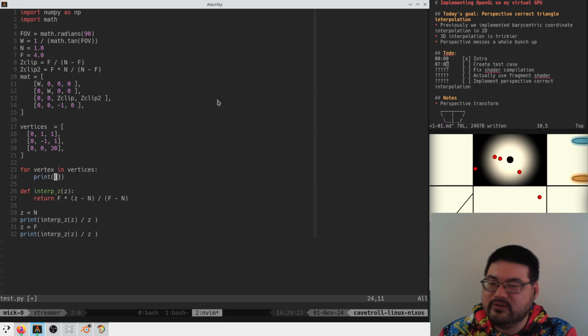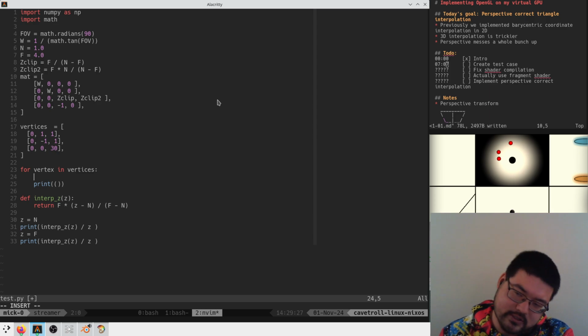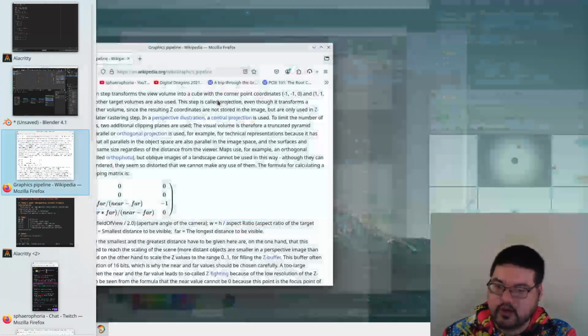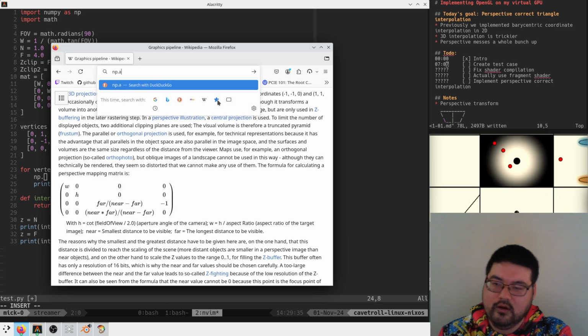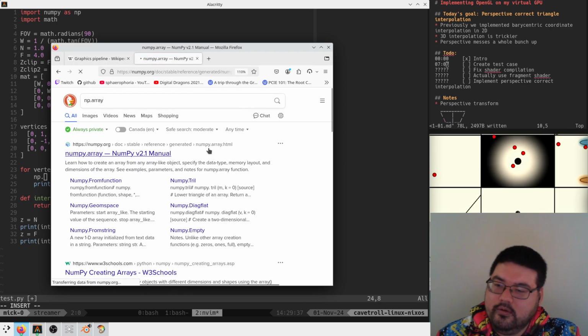Okay, so we're going to need to turn the matrix into a numpy matrix, which I don't remember how to do. I think it's numpy array, I think is what I want.